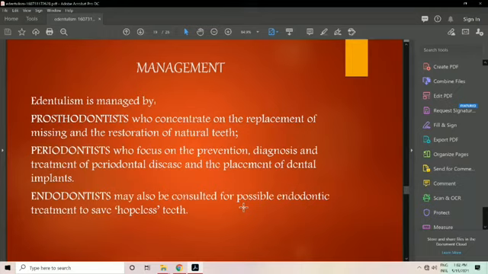Periodontists focus on the prevention, diagnosis and treatment of periodontal disease and the placement of dental implants. An endodontist may also be consulted for possible endodontic treatment to save hopeless teeth. So this is the teamwork for the replacement of the anterior teeth. As a prosthodontist, we should first see whether any periodontal treatment is needed, and whether an endodontist has to be involved for the particular teeth. After they finish their treatment, we can go for the replacement of the missing teeth by the prosthodontist.